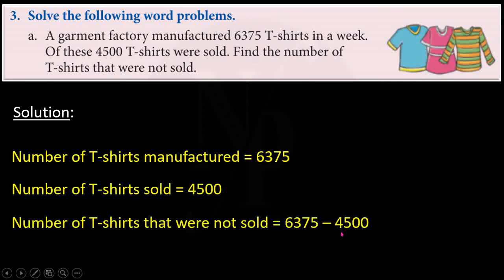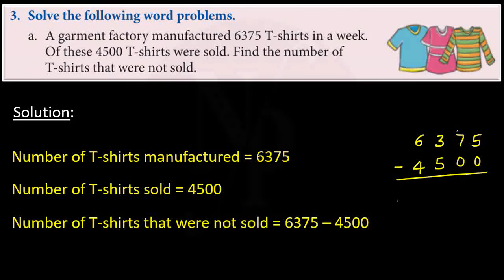Let us subtract now. Here let us write down the numbers one below the other appropriately for subtraction. That is, I am writing 6,375 first, and then 4,500 just below that, appropriate to the place values, and we are subtracting. I will put a minus sign here.